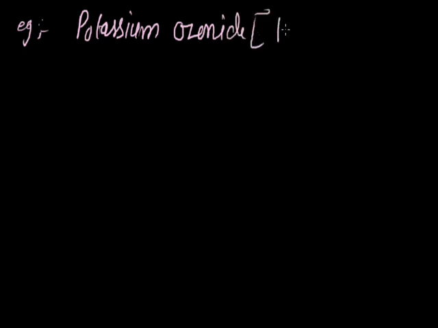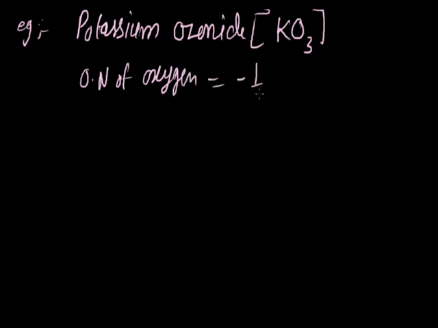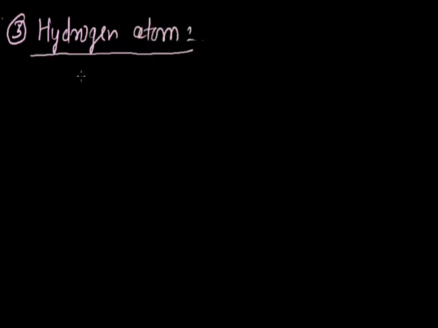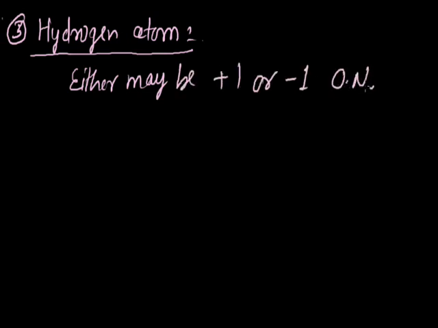Now we can take an example of ozonide, potassium ozonide, that is KO3. In potassium ozonide, the oxidation number of oxygen is equal to -1 by 3. Now for the hydrogen atom. Hydrogen atom can acquire a +1 or -1 OS. Either it may be +1 or -1 oxidation number.